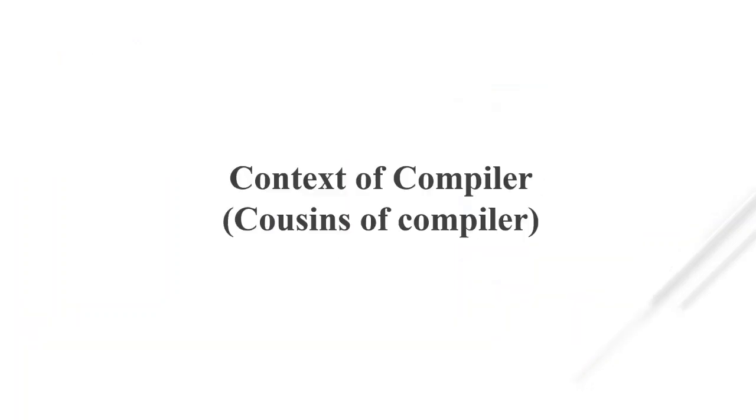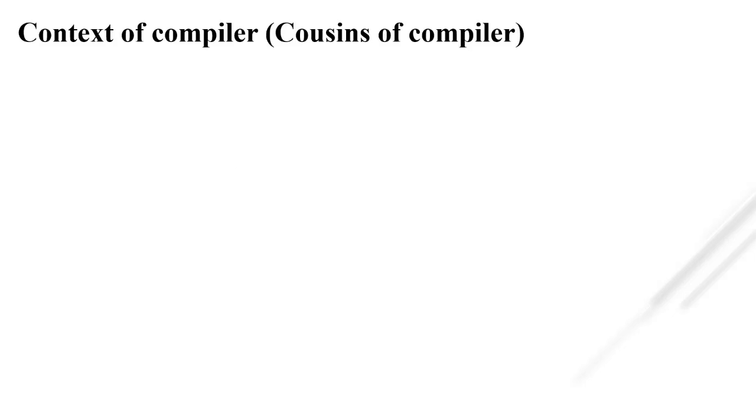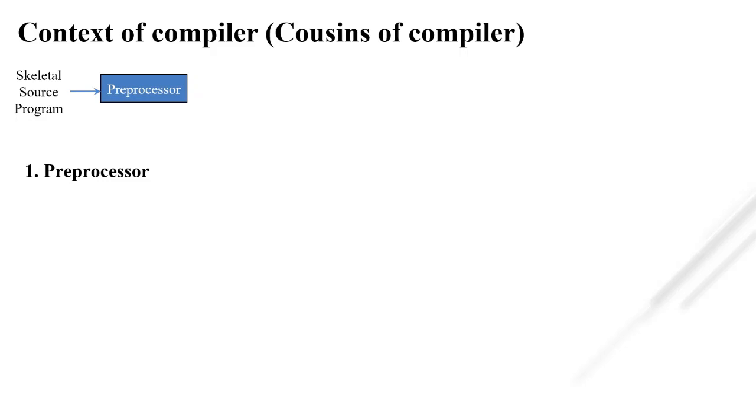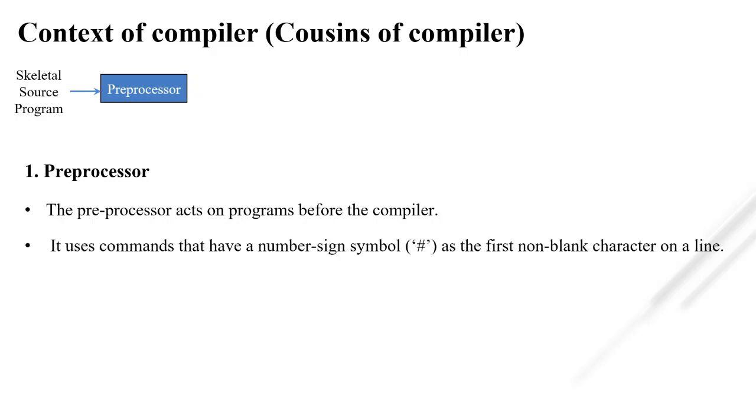So the next topic is context of compiler, that is cousins of compiler. Without cousins of compiler, compiler is not able to generate absolute machine code that is actually needed by any machine to give the output. So the first cousin of compiler is preprocessor. Before compiler does its work, the machine first checks the preprocessor of the program. Preprocessor uses the hash symbol as the first character, which is mostly on the top of your source code.